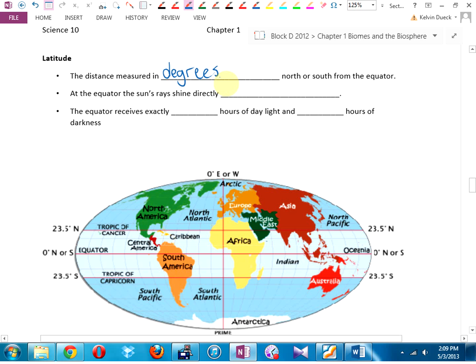Why do we use the equator as our reference point? Well, at the equator, the sun's rays shine directly overhead. And it's this, Brendan, that means it's going to be hot there. It's the angle of sunlight hitting it. In fact, the equator receives exactly 12 hours of daylight and 12 hours of darkness.